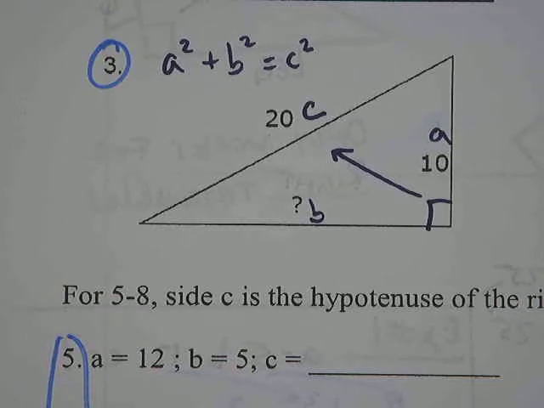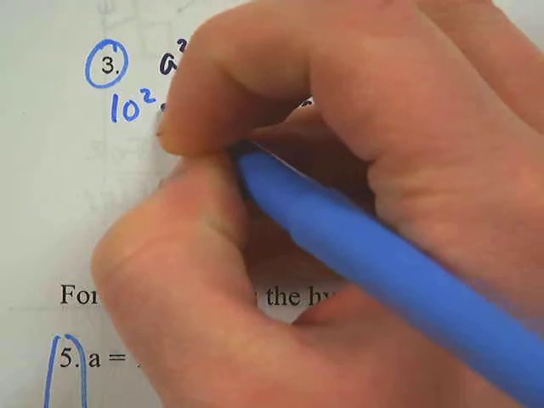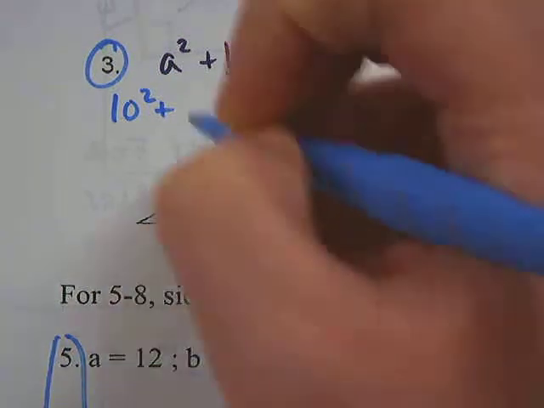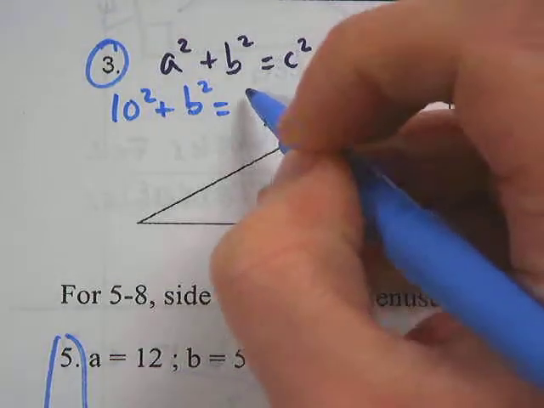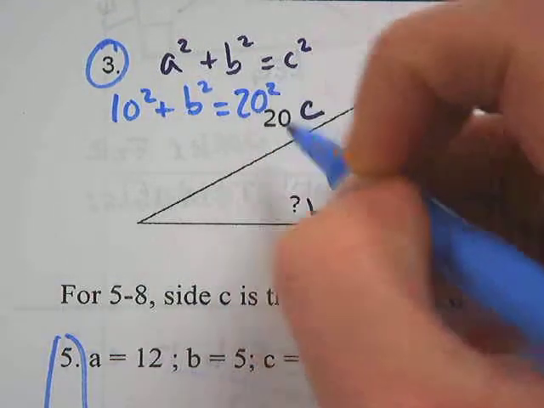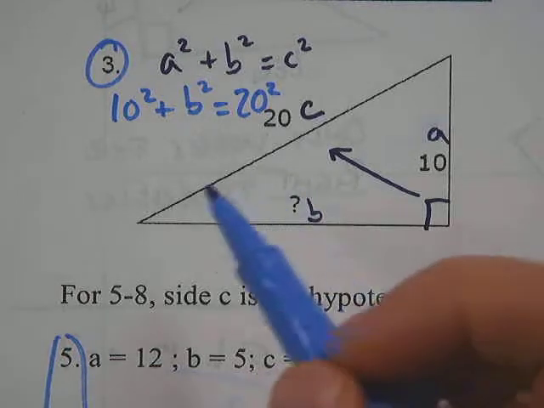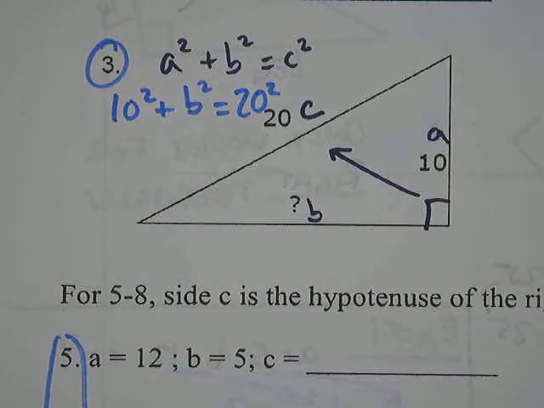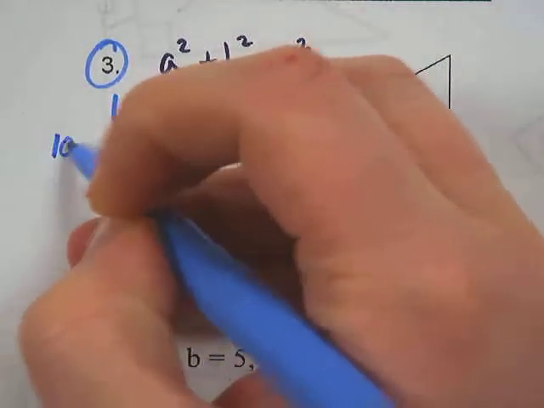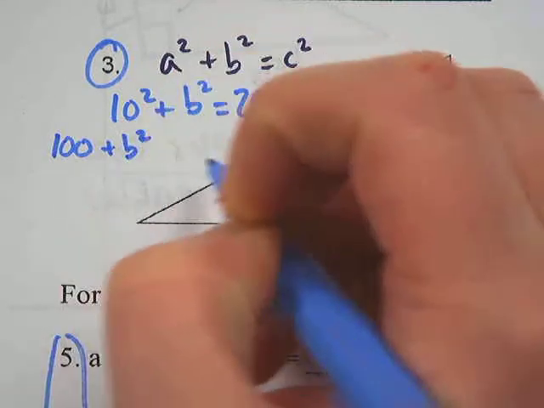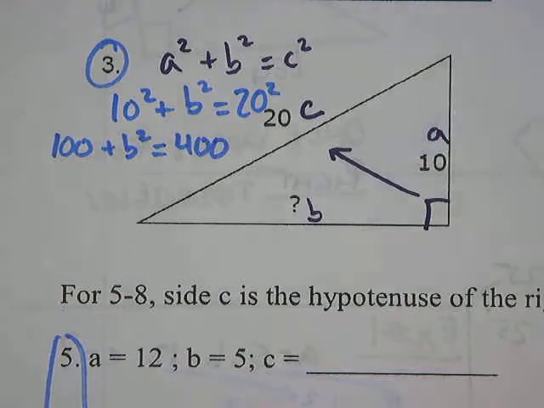So since A is 10, I'm going to go 10 squared. We don't know what B is, so I'm just going to leave it as B squared equals C squared. So C is 20, so I'm going to say 20 squared. So now I use my calculator, or if you just know some squares off the top of your head, you can do it that way. 10 squared is 100. Still don't know what B is. And 20 squared is 400.